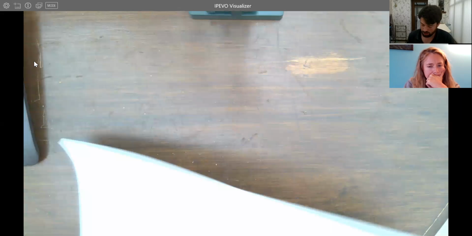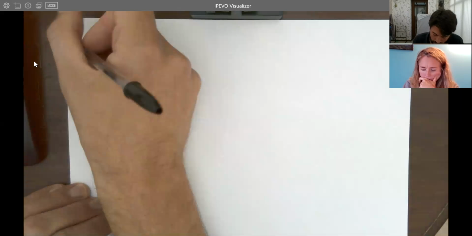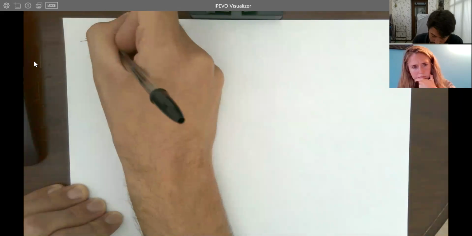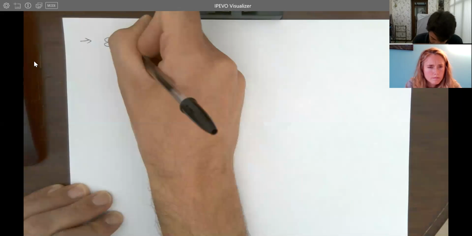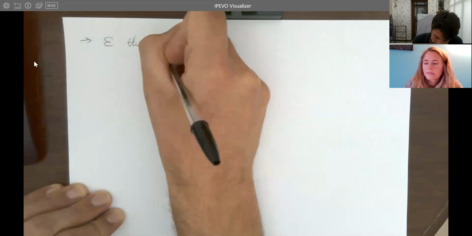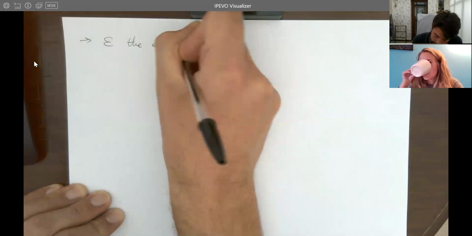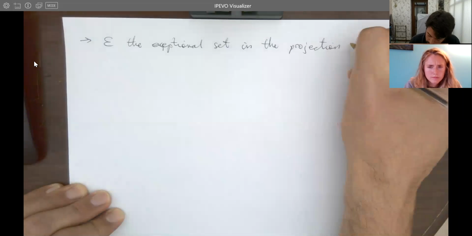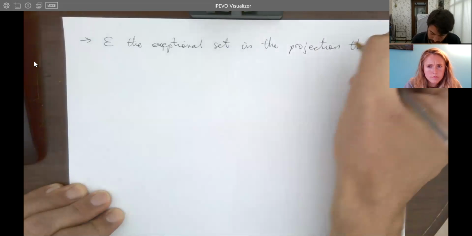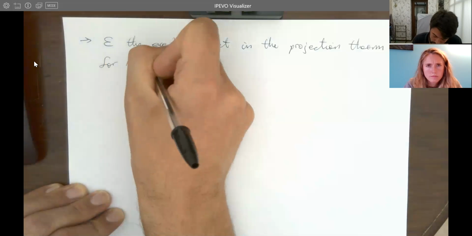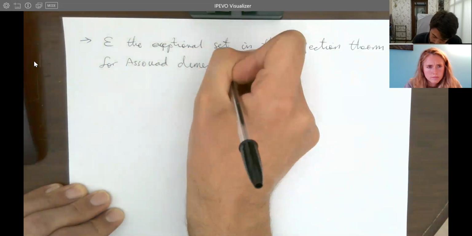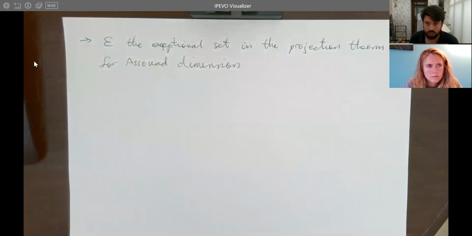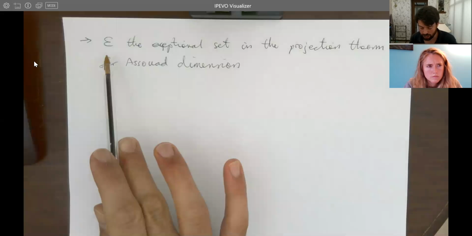And then the final ingredient is curly E, which is going to be the exceptional set in the linear projection theorem for Assouad dimension, which I mentioned right at the start. So this is the Marstrand type theorem for Assouad dimension. So there's an exceptional set of one-dimensional lines, and I'm going to call that curly E.